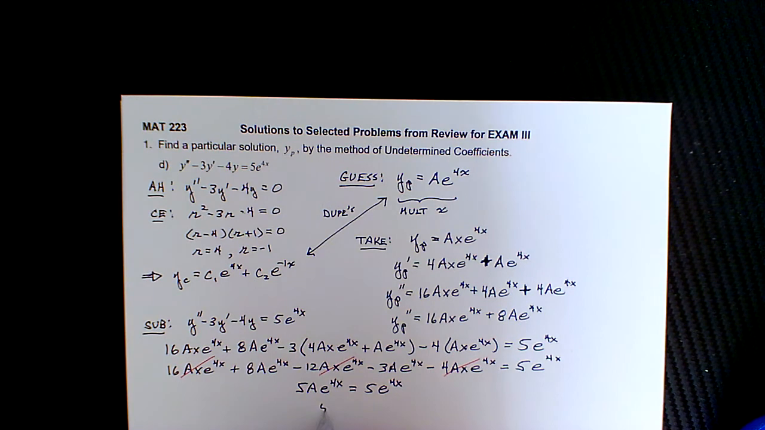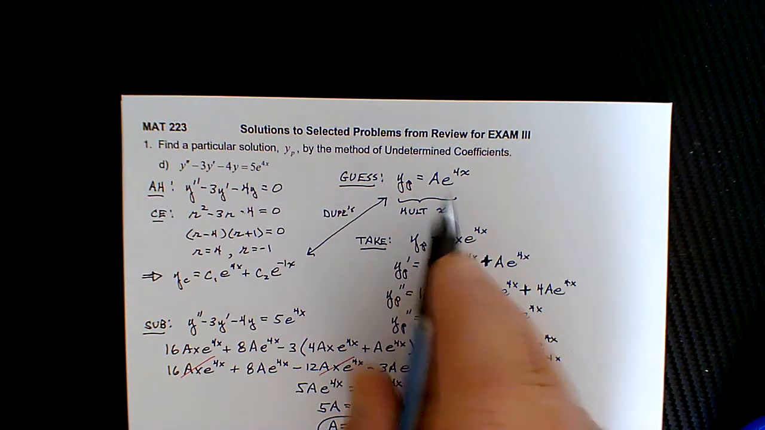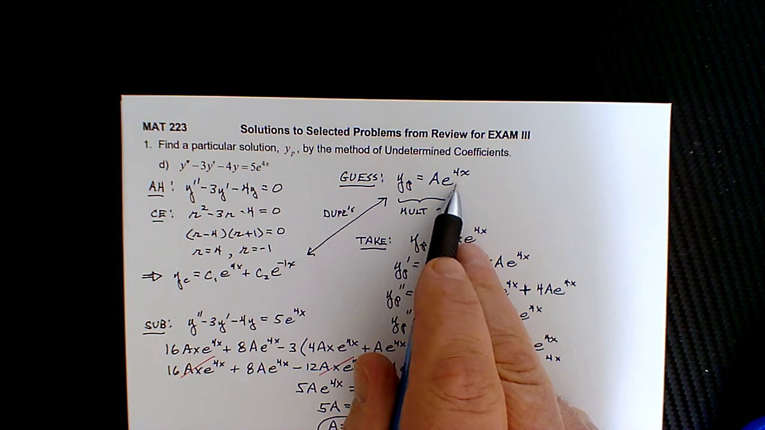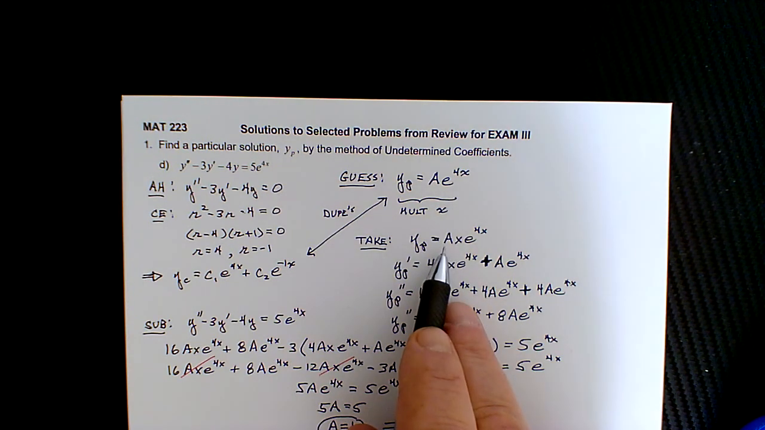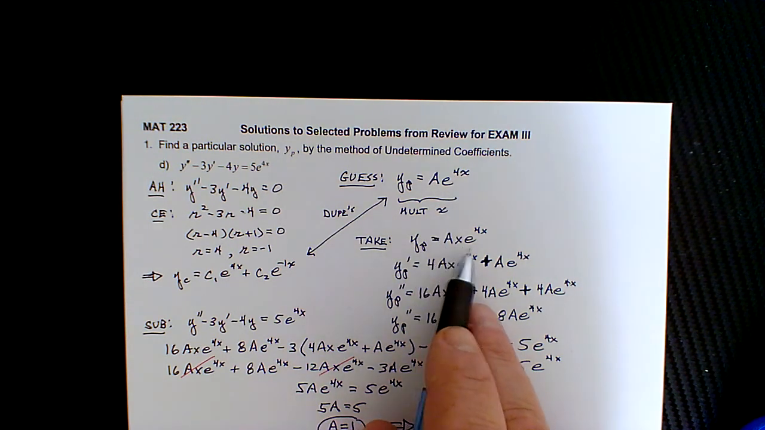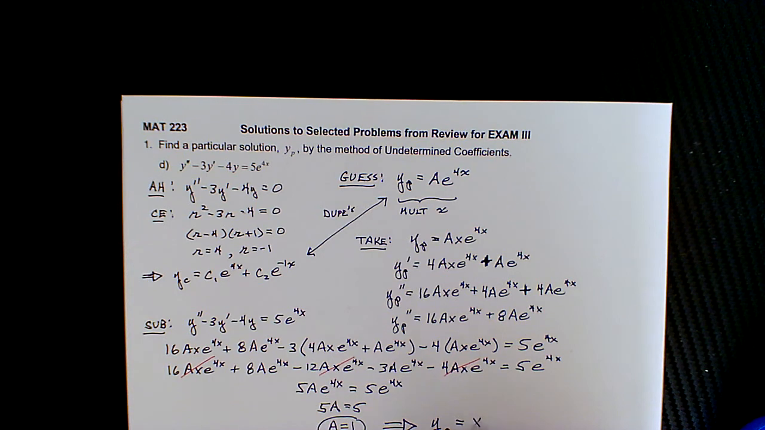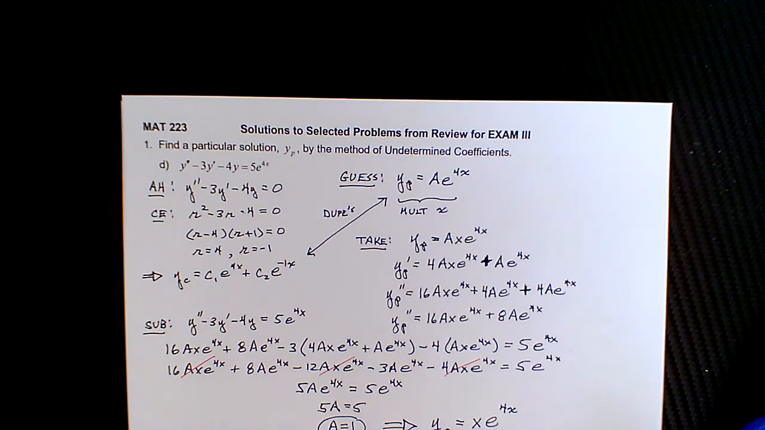So we can divide out the e to the 4x, we get 5a equals 5, and a is 1. So then our particular solution, y sub p, is equal to 1 times the modified version, 1x e to the 4x, or just simply x e to the 4x. So there's a good example. And another one here.